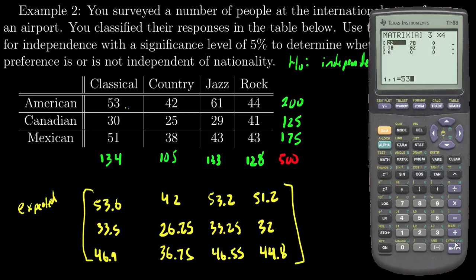So 53, 42, 61, 44. We have 30, 25, 29, 41, and we have 51, 38, 43, 43. Now, double check. I've messed this up a couple of times where I just had a wrong value in here. So 53, 42, 61, 44. And as you can see, I didn't type in 30. So let me get that in there, 30. If I had continued without checking, I would have gotten some wrong values, and I'd look awfully stupid. All right, the rest looks good.